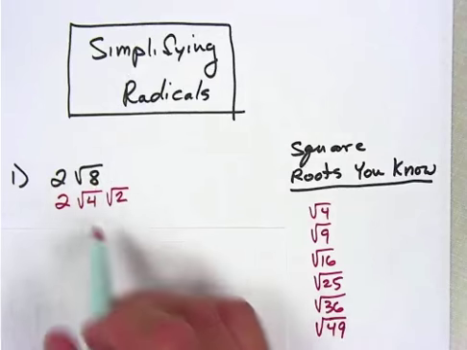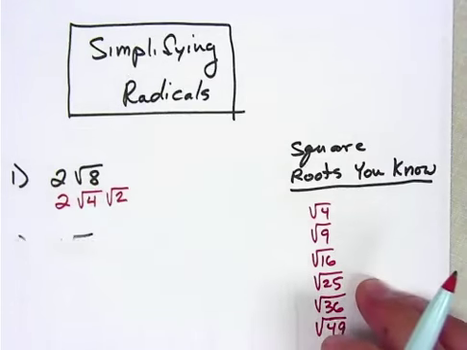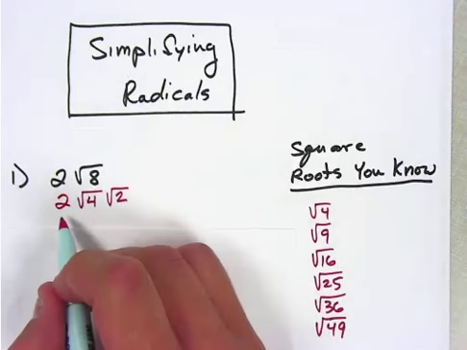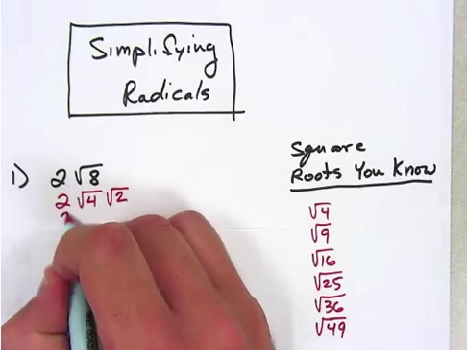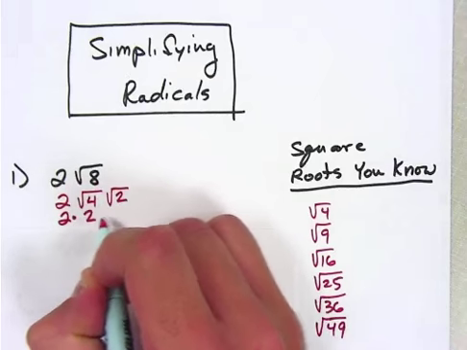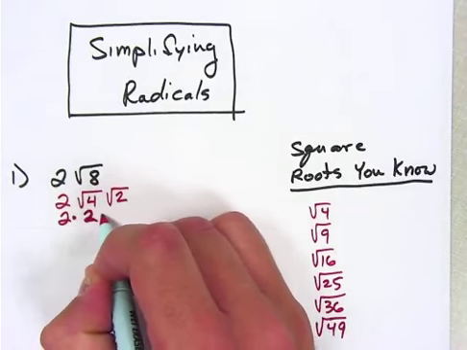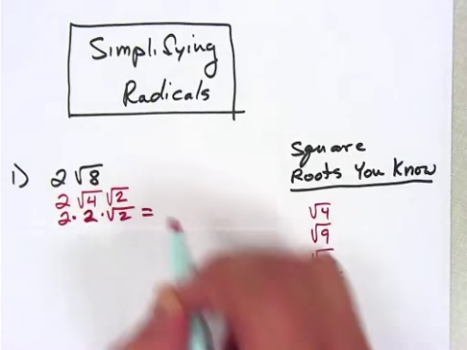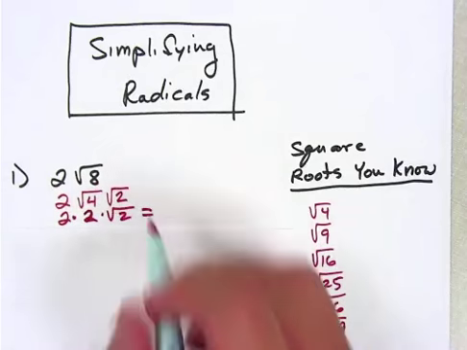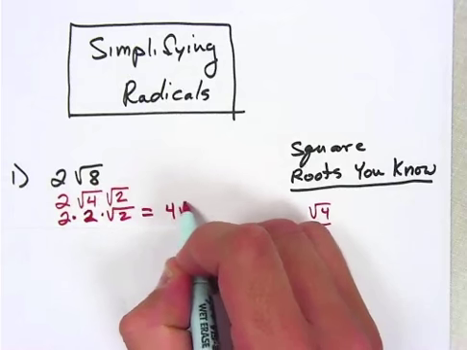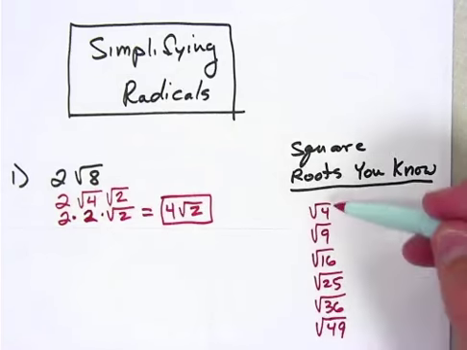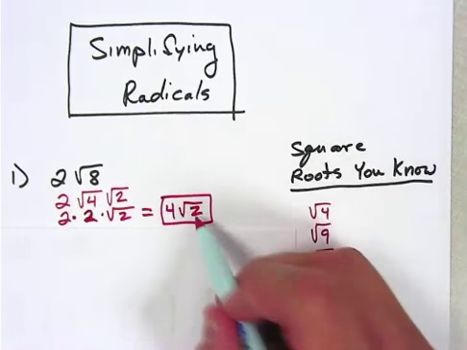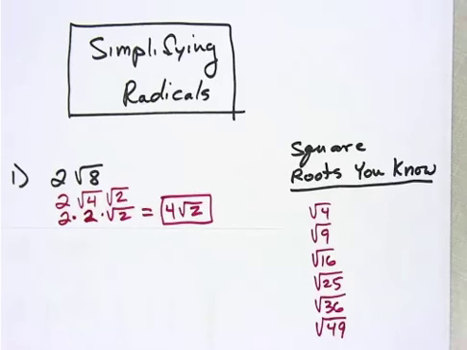Now the next part: instead of 2 times the square root of 4, evaluate the square root you know the answer to, which in this case is that the square root of 4 is 2. So what I really have here is 2 times 2 times the square root of 2, and those 2 numbers multiplied together give 4 times the square root of 2. When you get this broken down as far as you can go, and you can't find anything else on this list that divides into the value inside the radical, then you've simplified the radical.